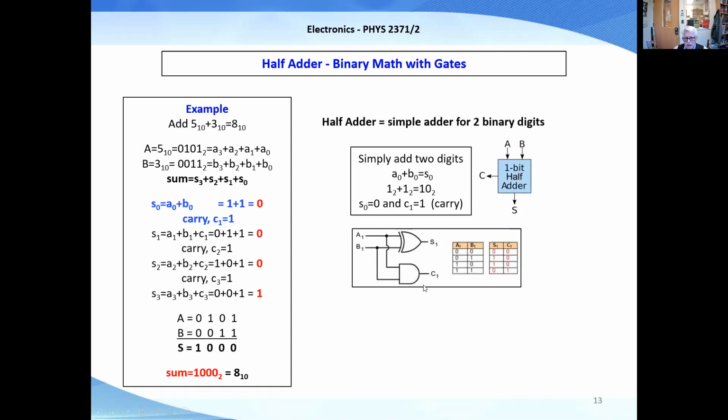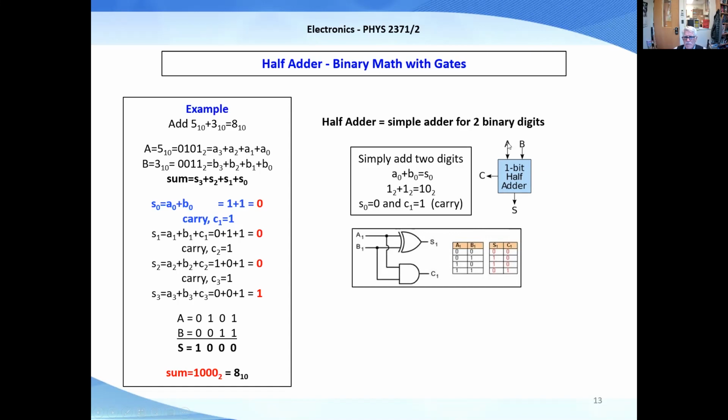And then if you have a carry, so if both of these are 1, then you know that you want to get a 0 out and a carry. And that's just what this does. So you only get something out here when either A or B is 1, but not when they're both 1. So when they're both 1, you're going to get a 0 out here, and you're going to get a carry.